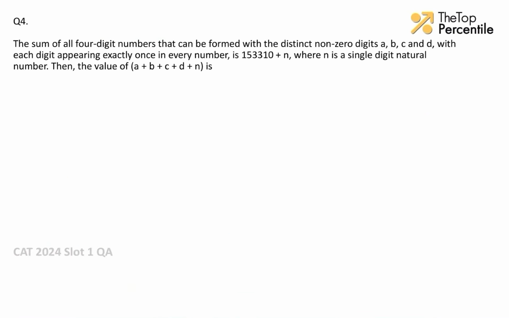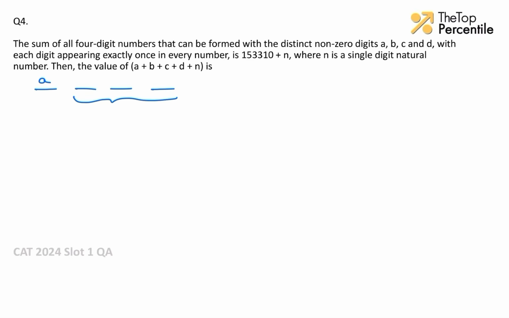Question number 4. The sum of all four-digit numbers that can be formed with the distinct non-zero digits A, B, C, and D, with each digit appearing exactly once in every number, is 153310 plus n, where n is a single-digit natural number. Then the value of A plus B plus C plus D plus n is what? Okay. So first we have four digits. So let's put A here. Now, how many combinations will I have here for B, C, and D?